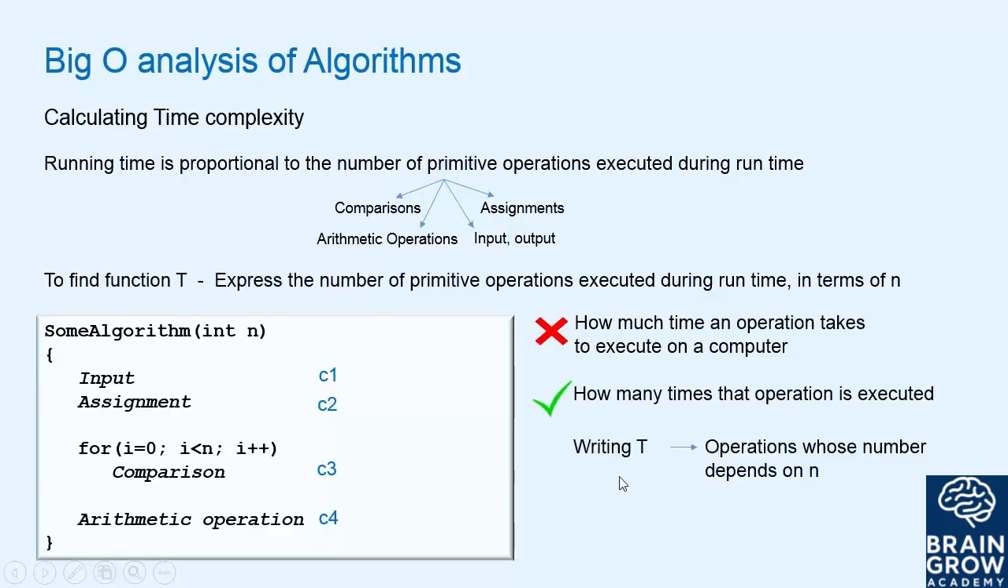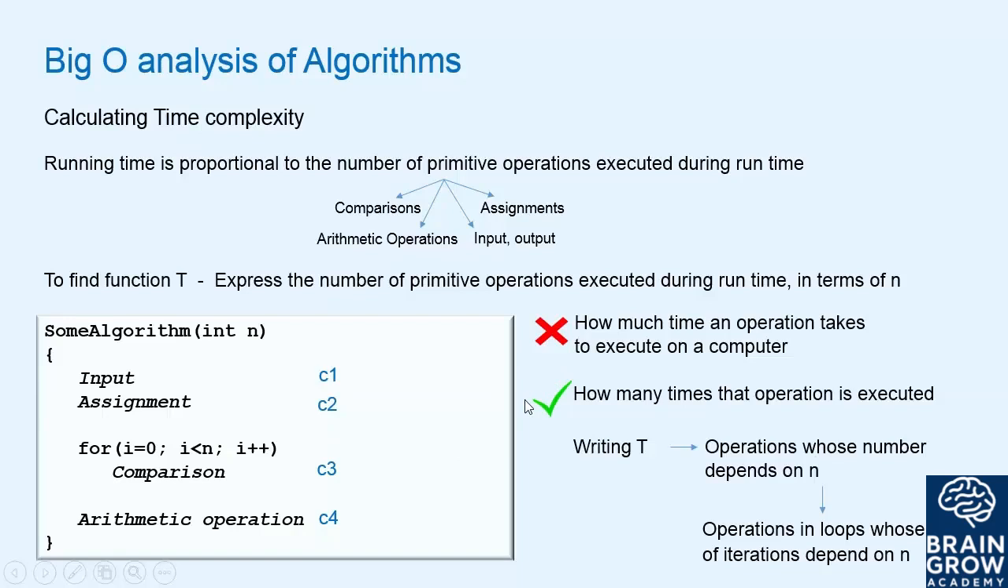While writing this function t, we'll be concerned only about those primitive operations whose number depends on input size n. Because these are the operations whose number can increase dramatically with increase in input size. And in asymptotic analysis, we are interested in seeing what happens when input size becomes large. So basically, we have to look for operations that are performed in those loops whose number of iterations depend on n. For example, here in this algorithm, we are interested only in this comparison operation because for large values of n, this will account for most of the running time.